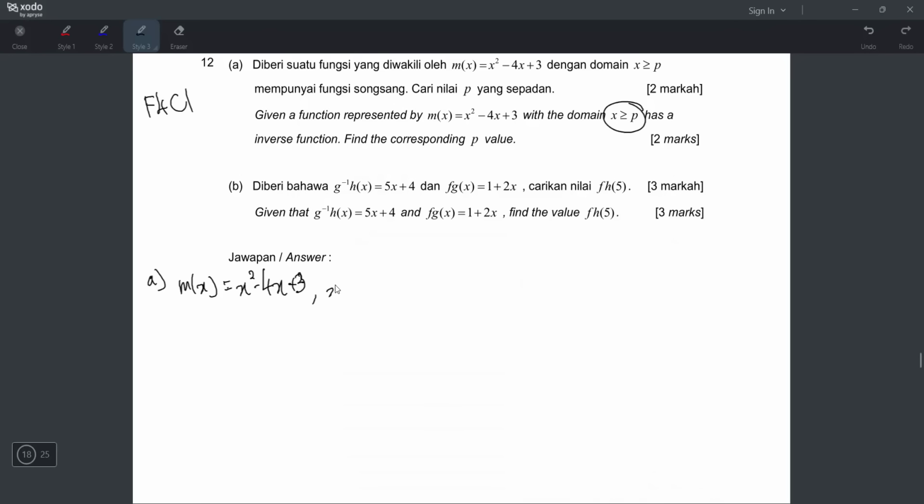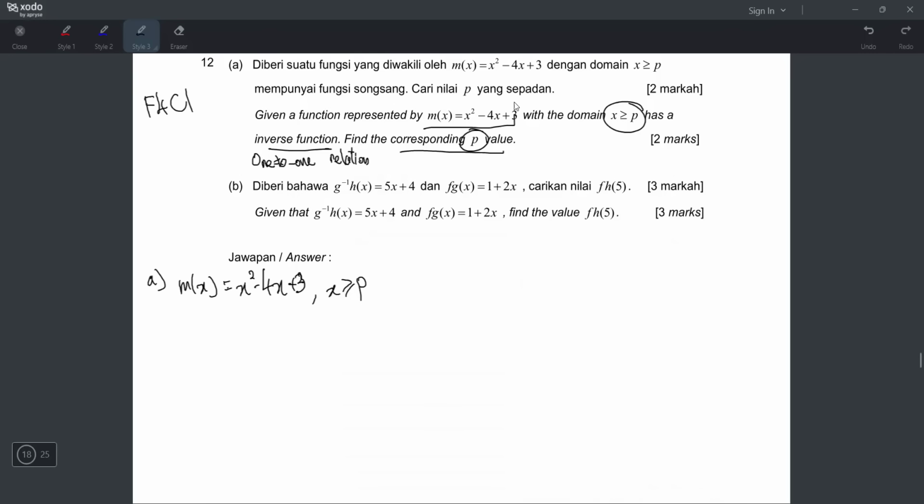Okay, so this is the range of x. Has the inverse function. Oh my god. Find the corresponding p value. So nak cari nilai p, but they said has the inverse function. What does that even mean? Alright. Usually only 1-to-1 relation has inverse. You all should know this. Only 1-to-1 has inverse. Okay.